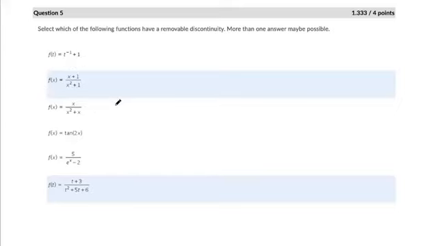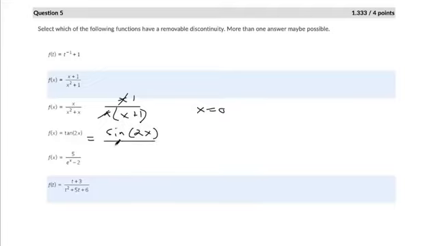This function, if you factor the top and the bottom, you can only factor the bottom. There's a removable discontinuity because the x's cancel out. So x equals 0 would be a removable discontinuity there. Tangent x has asymptotes, but no removable discontinuity. You can rewrite tangent as sine over cosine. That way you can start looking for those divide by 0 errors.